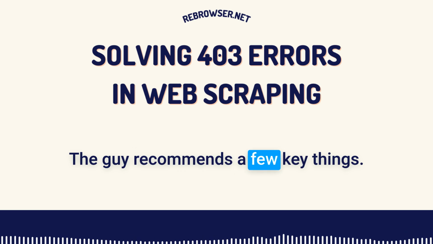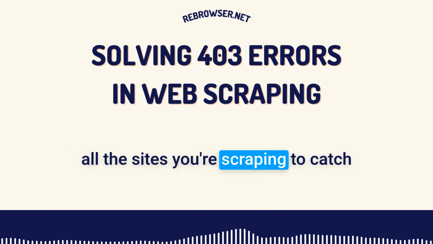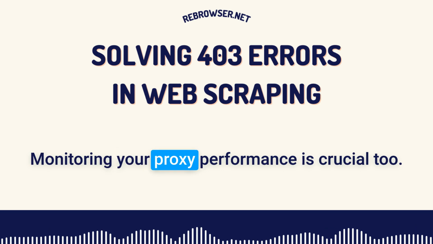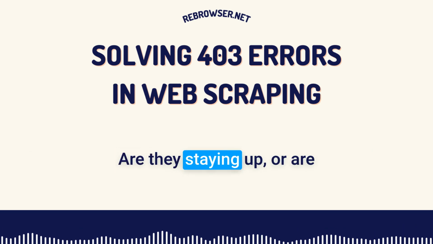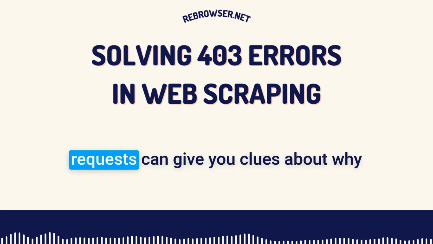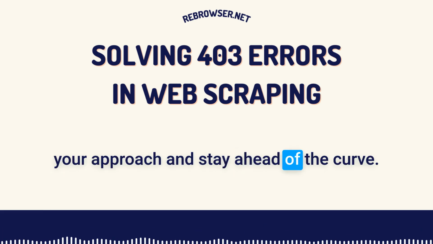The guide recommends a few key things. You've got to track your success rates on all the sites you're scraping to catch any sudden drops or blocking patterns. Monitoring your proxy performance is crucial too. Are they staying up or are they getting blocked a lot? And looking at the patterns of failed requests can give you clues about why you're getting blocked, so you can adjust your approach and stay ahead of the curve.